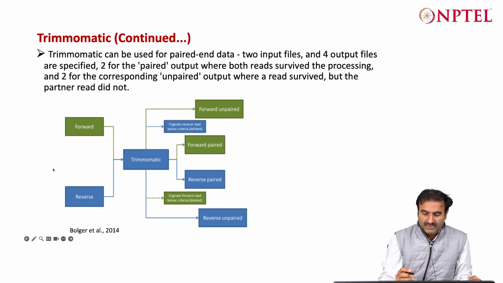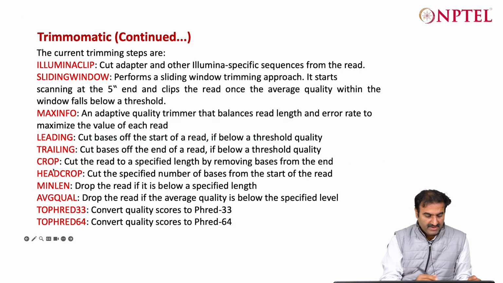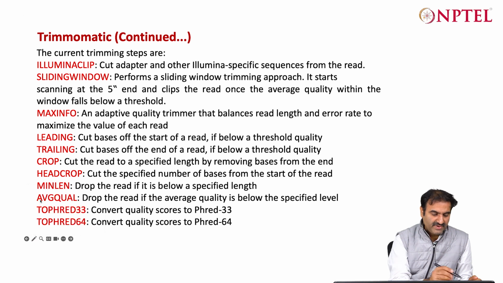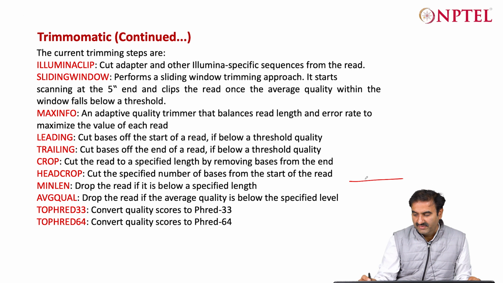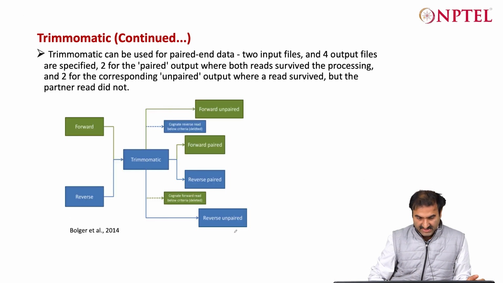Head crop will cut from the start. If this is a read and you want to cut a few base pairs from the start, you will use head crop. If you want to cut from the tail, you will use crop. You can also drop a read if it is below a particular quality: it will calculate the average quality and drop the read if it is below that. The Phred scores that you want to refer to can also be specified.